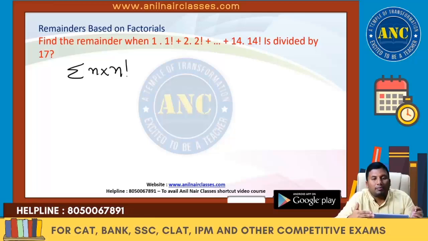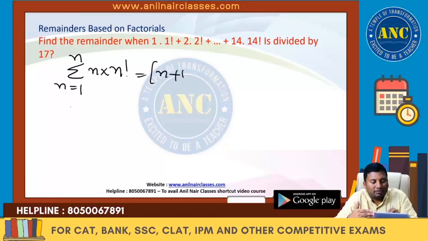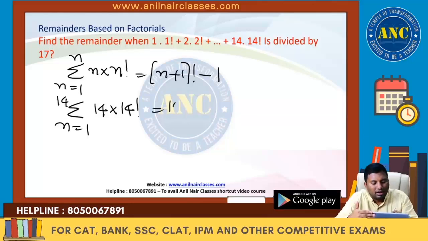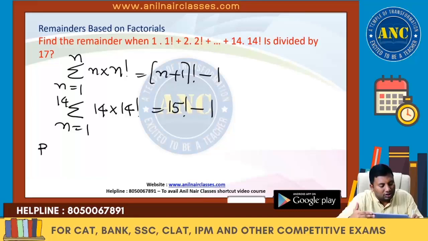Summation of n into n factorial, for n equal to 1 to n, is nothing but n plus 1 factorial minus 1. So this is nothing but 14 into 14 factorial, n equal to 1 to 14, is nothing but 15 factorial minus 1. Now the difference is 2.